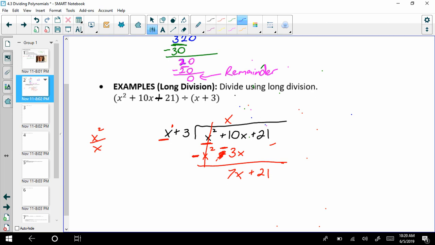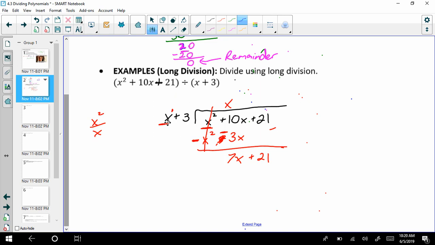So I'll do a different color here. I'm going to take the leading term, the x, and the leading term, the 7x, and divide them. So I'm going to think 7x divided by x. What would be left? 7. So I'm going to place my positive 7 up top. And now I'm going to multiply the 7 back through. So 7 times x, 7 times 3.